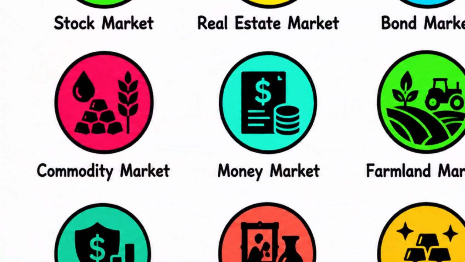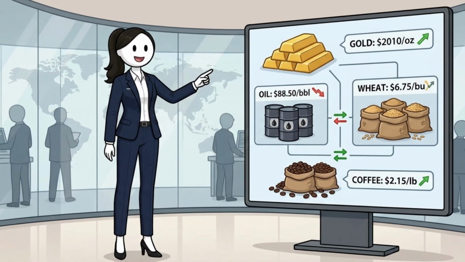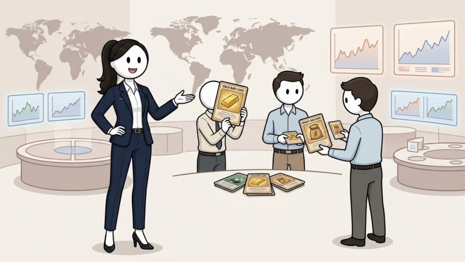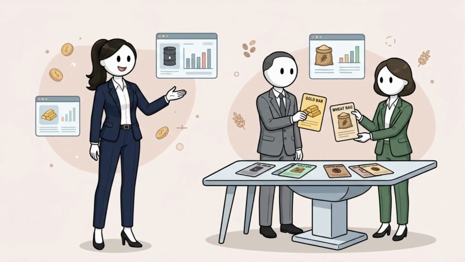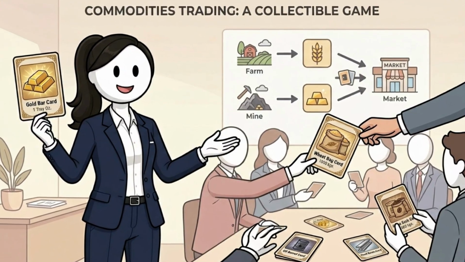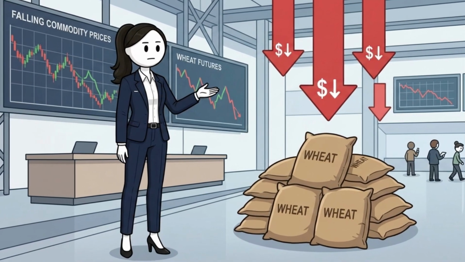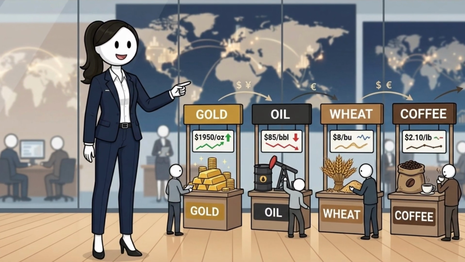The commodity market. The commodity market is where people trade things like gold, crude oil, wheat, and coffee. For example, imagine trading baseball cards, but the cards are bags of wheat or bars of gold. If lots of people want gold, the price goes up. If nobody wants wheat this week, the price can go down. And that's what commodity market is and how it works.